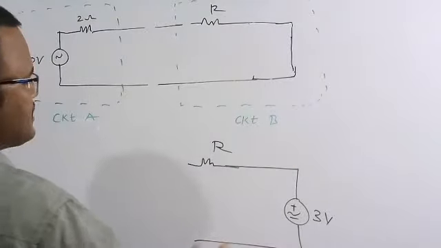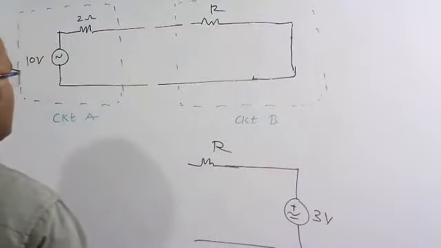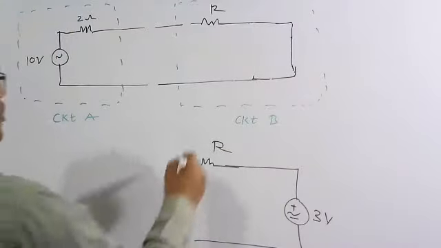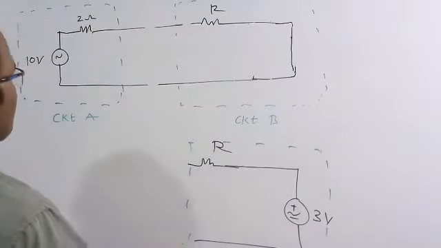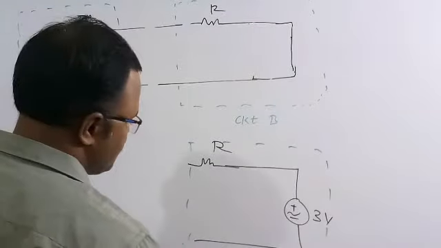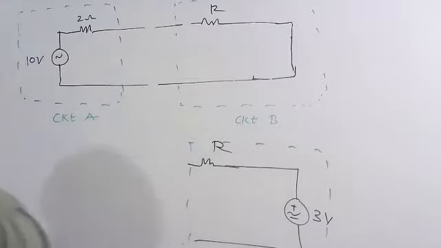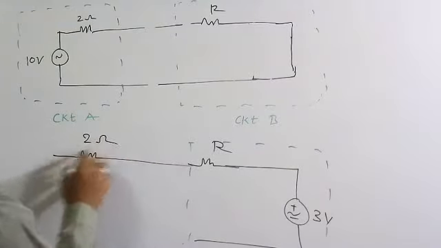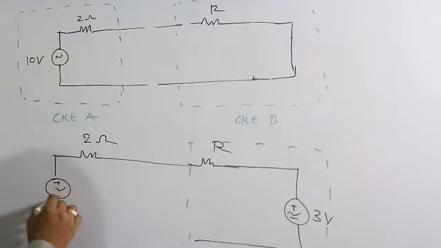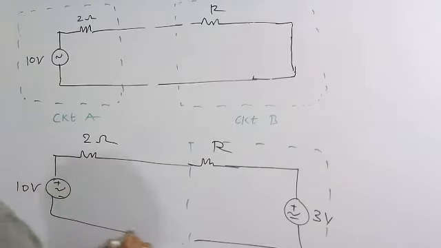This circuit B consists of a 3 volt source and a resistor R. So this is circuit B. Now the circuit A we know already. Circuit A consists of only the 2 ohm resistor and a 10 volt source. So this is circuit A, and this is circuit B, right?